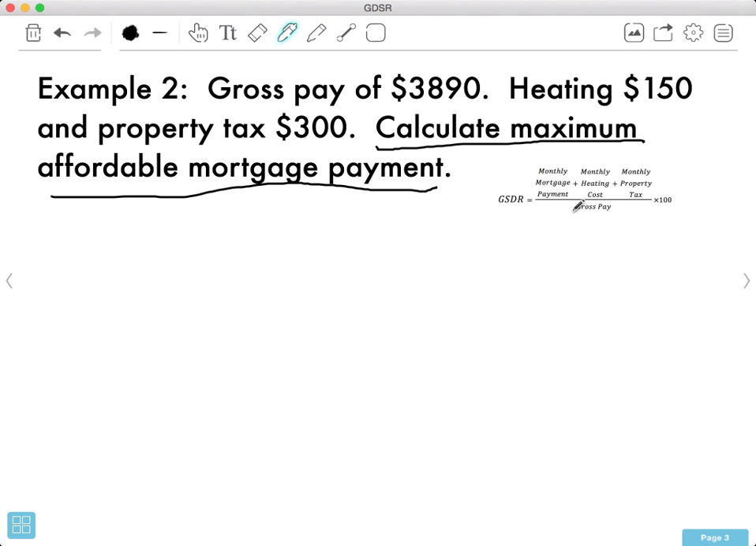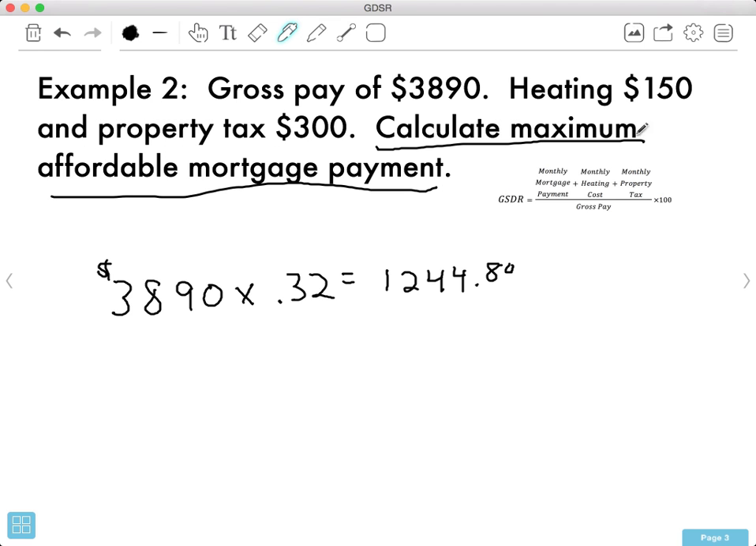The formula doesn't do us much good here because unless you're a pro at algebra, you're going to have a weird unknown in there. So we'll do this a different way. If I make $3,890, the bank says that I'm allowed to pay up to 32% of that for house-related debt. So if I multiply that by 0.32, that's 32%, remember to move the decimal over, what I end up getting is $1,244.80, which means according to the bank every month, that's the amount of money I can spend on house-related debt.